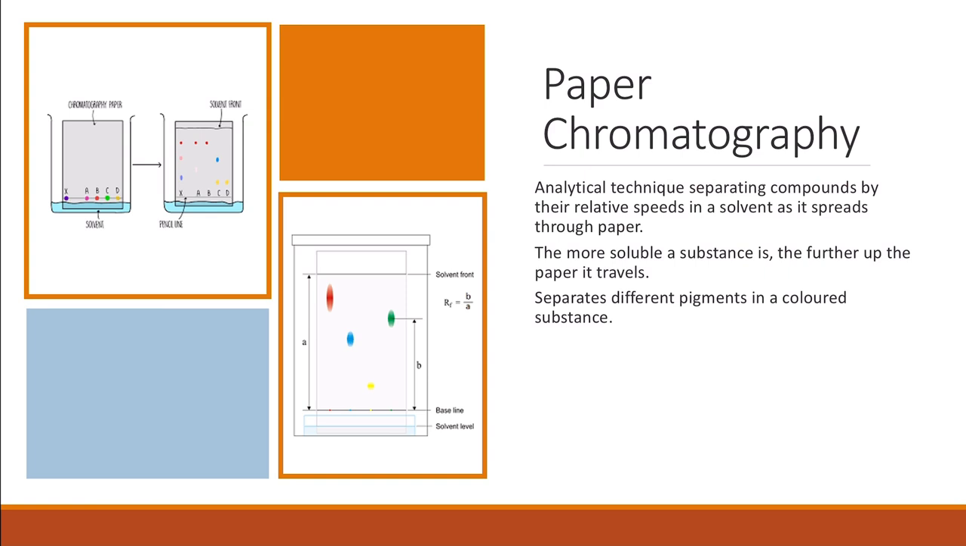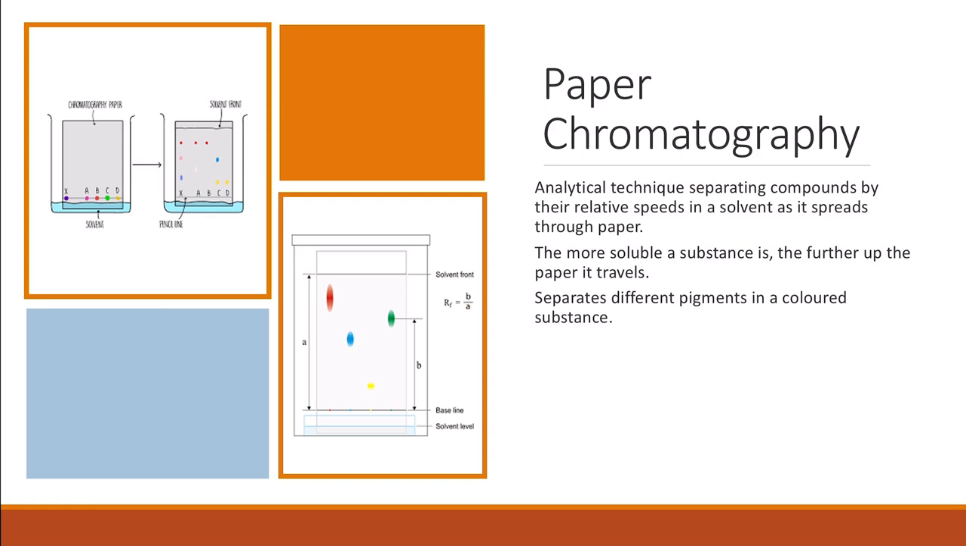In paper chromatography, you use filter paper and then you draw a line at the bottom of the filter paper. This is called the baseline. When you draw the baseline, you have to use a pencil. Don't use ink, otherwise the ink will dissolve in the solvent we use, which is going to disturb your chromatogram.